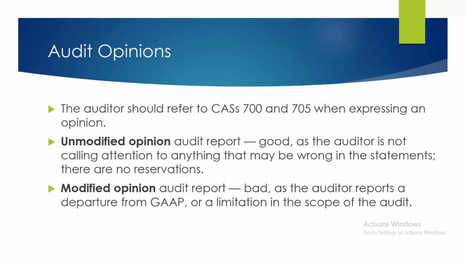We will talk about the types of opinions a little bit more in chapter 4, which is all about audit opinions, but I just wanted to introduce it to show you what the end result of doing an audit is. The end result is providing an opinion. So you're providing an opinion that the financial statements are or are not free of material misstatements, either caused by error or fraud.